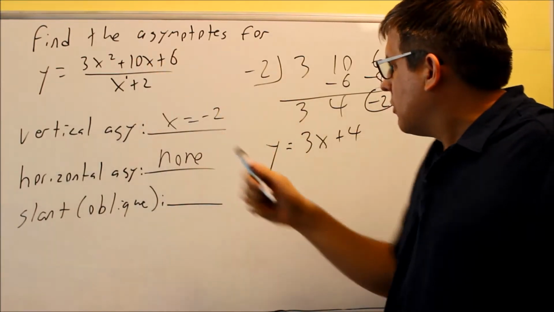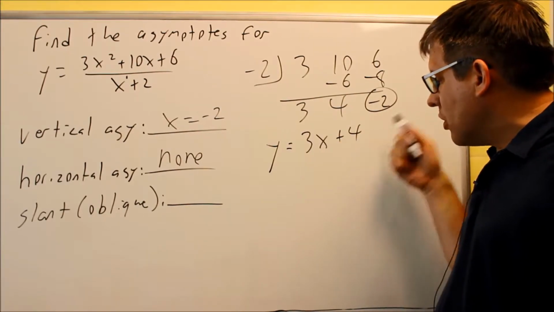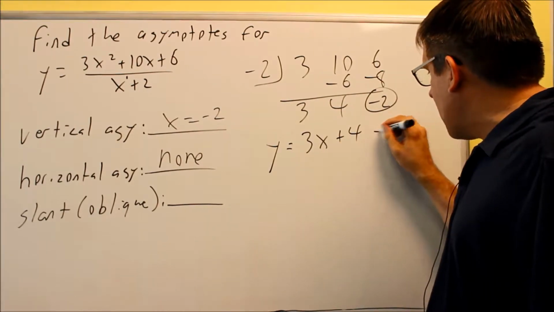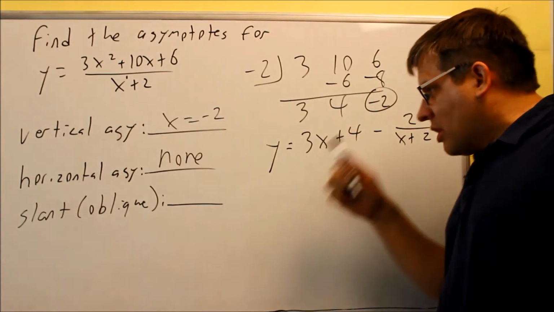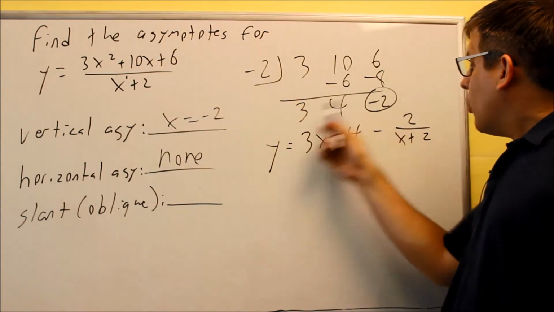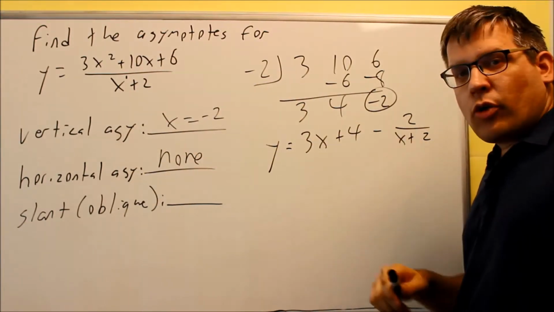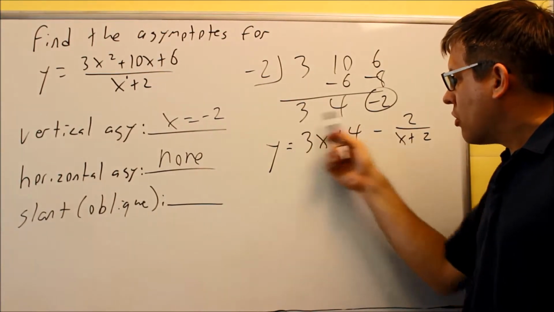It was an x squared. We did synthetic once, brought it down to a power of 1, so you have 3x plus 4. So the question you might be asking is, well, wouldn't the whole thing be written like this? Yes, that would be the way the whole thing is broken down. If we take this and divide it, you will get this as a result. However, when you write your answer for the slant or oblique, you're only going to use the quotient part only.